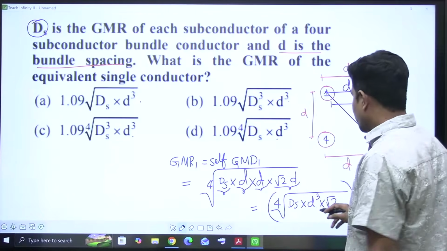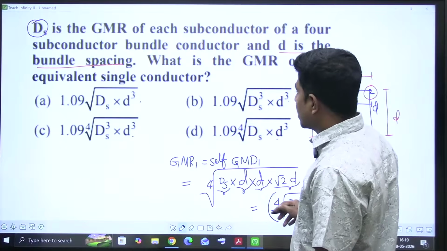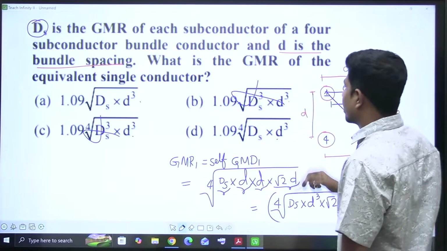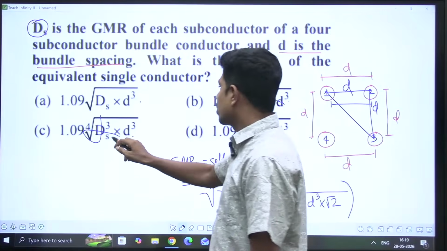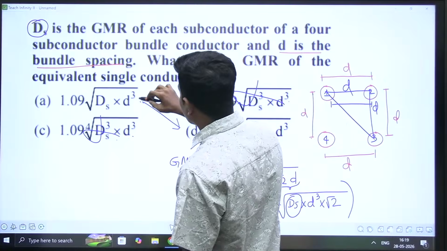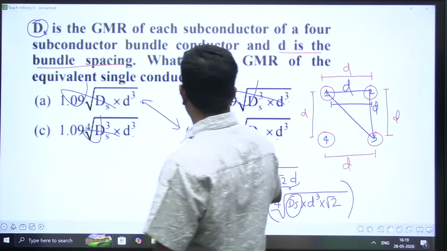Okay, forget about D cube. DS is there in all, but DS cube is there, which is not correct. Only one DS should come. DS cube is there in two options, and these two are not correct. Now among the remaining two, one will be the answer. There should be a fourth root in the first option. Fourth root is missing. Therefore, option D is the answer.